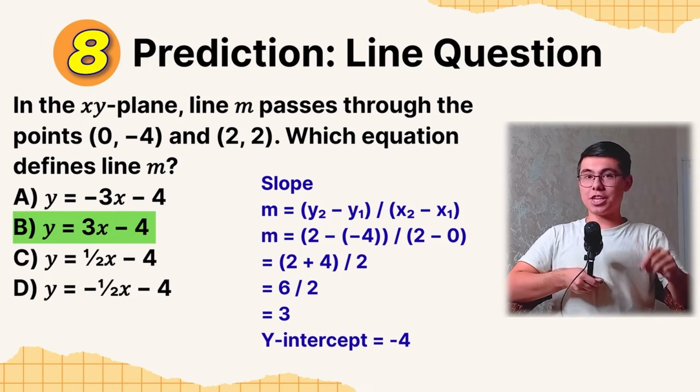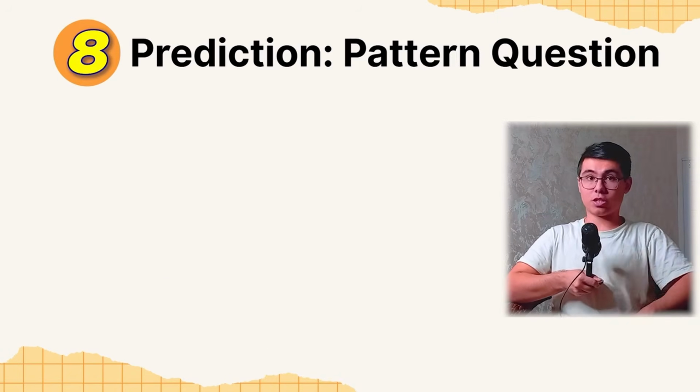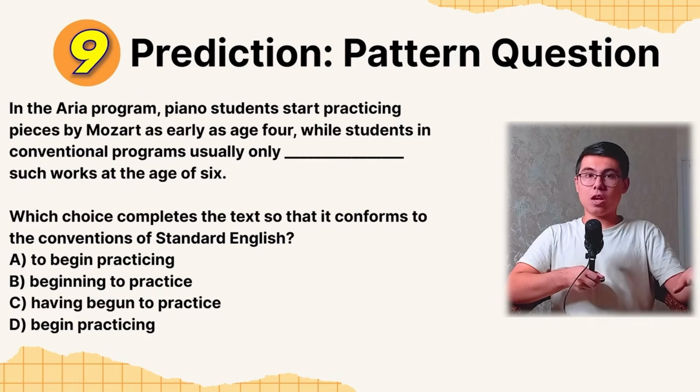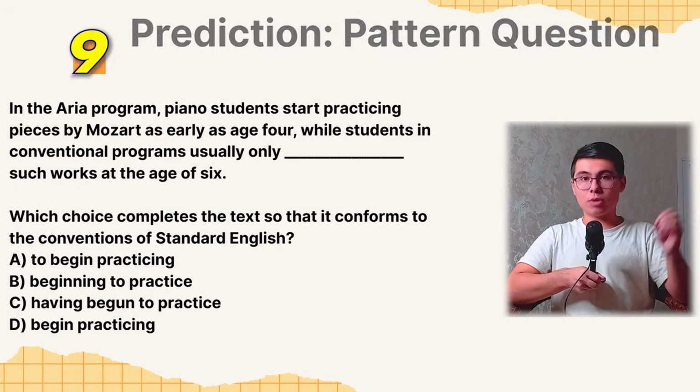That's choice B. Prediction number 4, pattern question. The sentence is comparing 2 actions, what top students do and what regular students do.